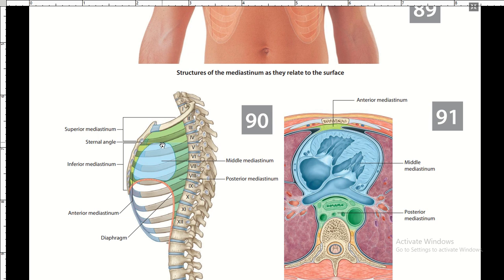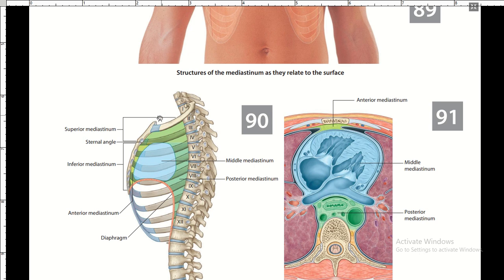It will also mark the demarcation of the ascending aorta to the arch of the aorta, and also demarcates the continuation of the arch of the aorta to the descending aorta. So that is important. That is very important. You have to take note of that one. So what is important is to know the boundaries of the superior mediastinum and the boundary of the inferior mediastinum.